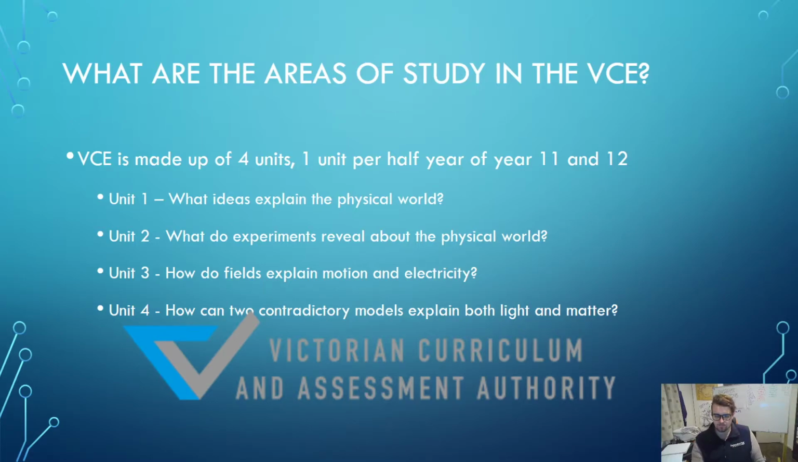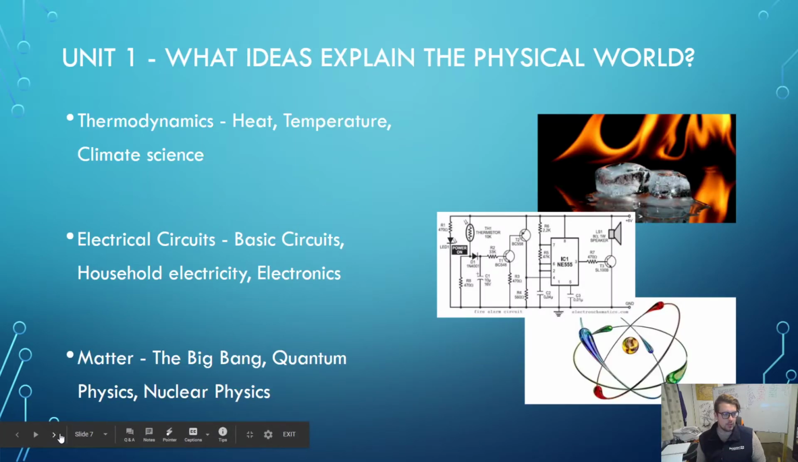Unit 3, we look again into motion, but then we look into fields to explain motion and electricity. So we look into gravitational fields, we look into electric fields, stuff like that. And then Unit 4, how do 2 contradictory models explain both light and matter? We look at light as a particle, we look at light as a wave, and we explore the connection between those 2 models.